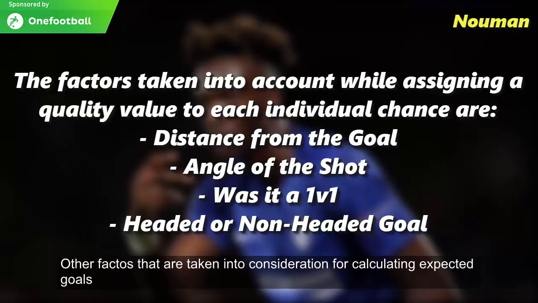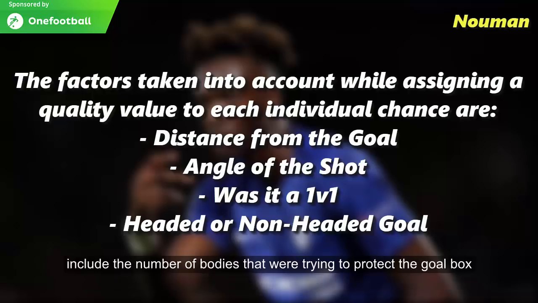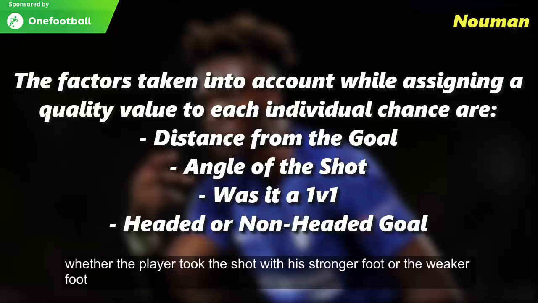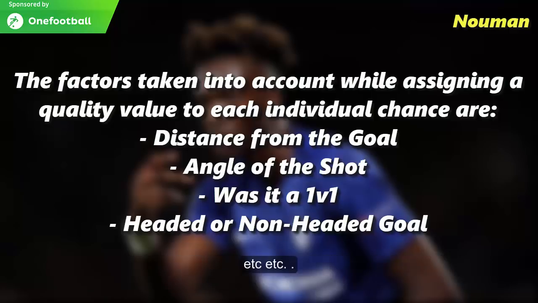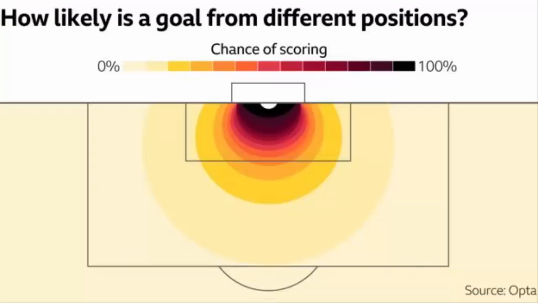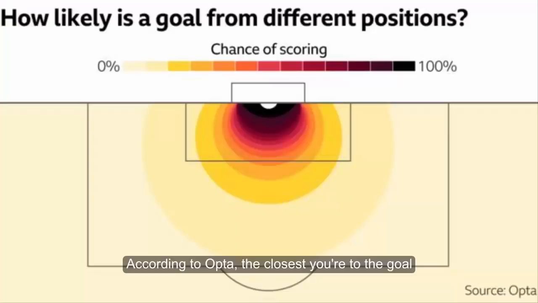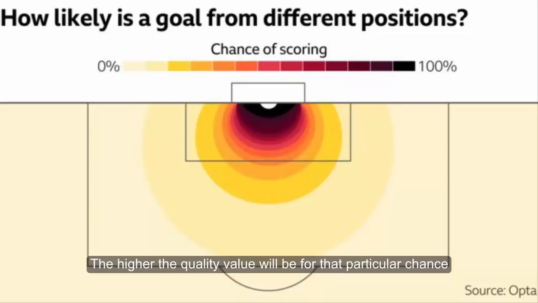Other factors that are taken into consideration for calculating expected goals include the number of bodies that were trying to protect the goal box, whether the player took the shot with his stronger foot or the weaker foot, was it a rebound, etc. According to Opta, the closer you are to the goal, the higher the quality value will be for that particular chance.